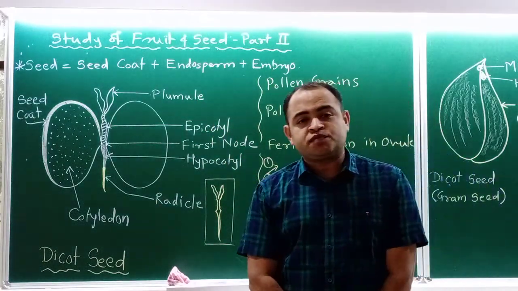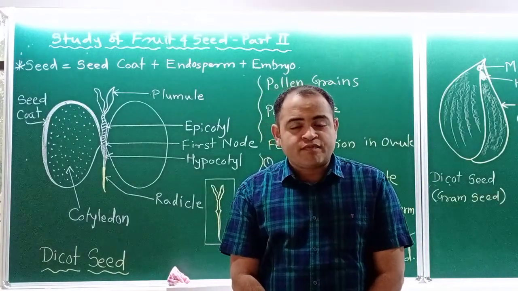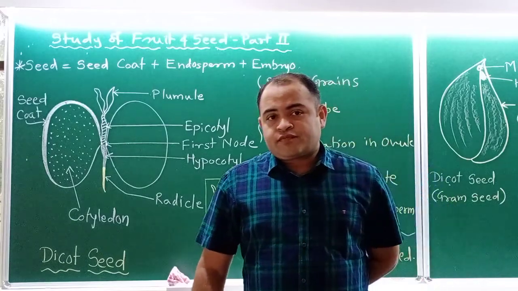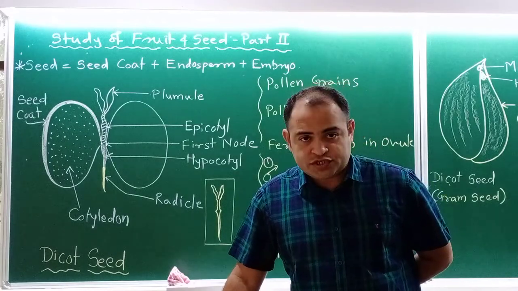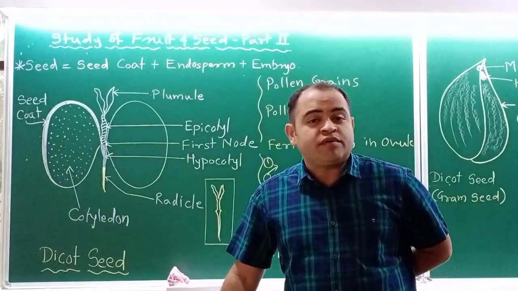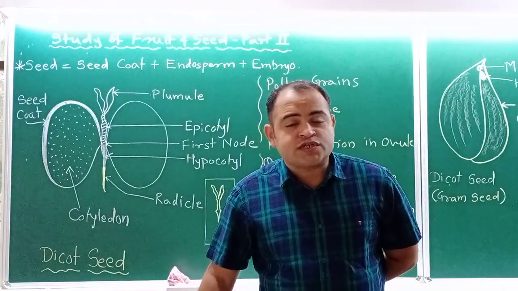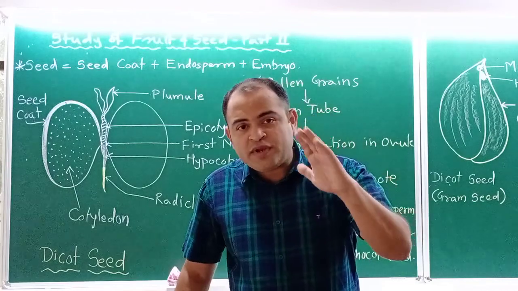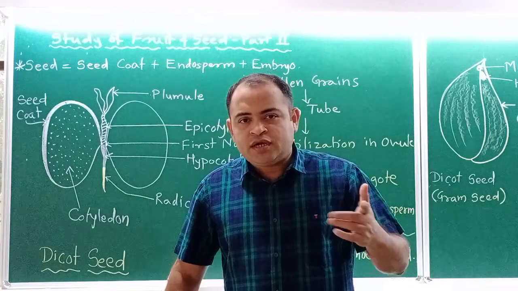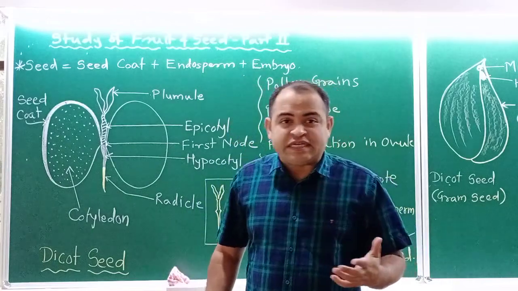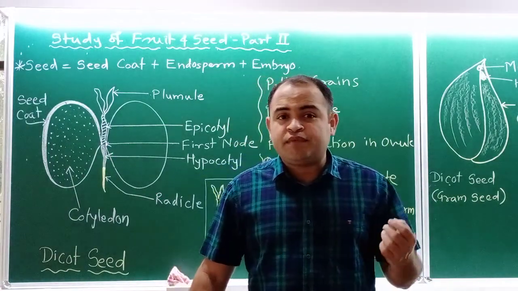What do you mean by endosperm? That endosperm is required by the typical plant. In case of dicots, the endosperm is totally absorbed in the cotyledons. In case of monocots, the endosperm is prominently present in a separate chamber, a separate compartment. Try to imagine both the seeds. Try to imagine a typical pea seed.